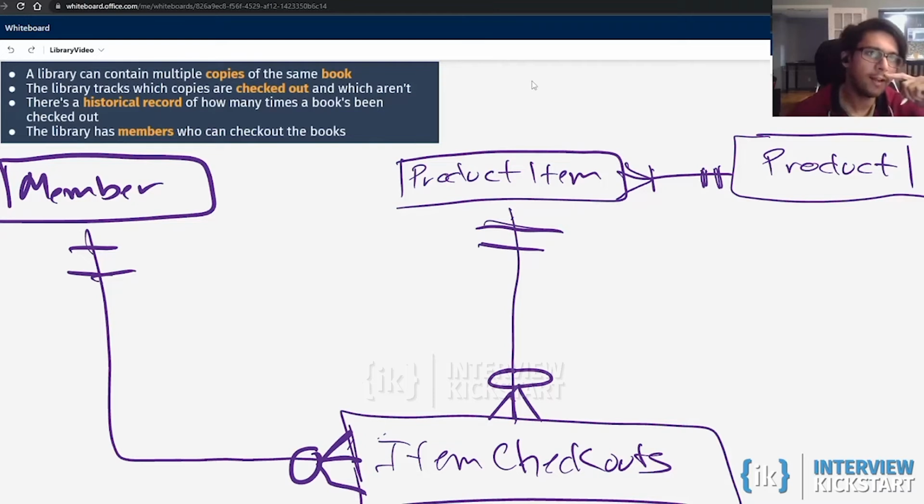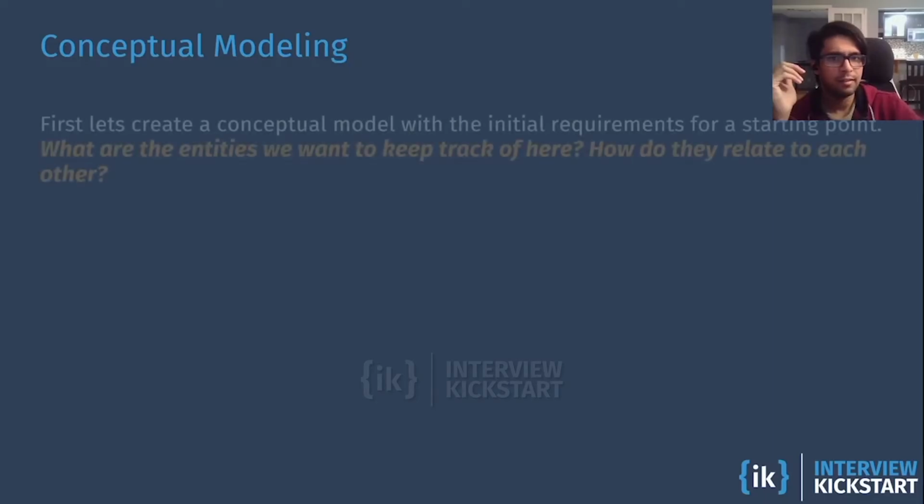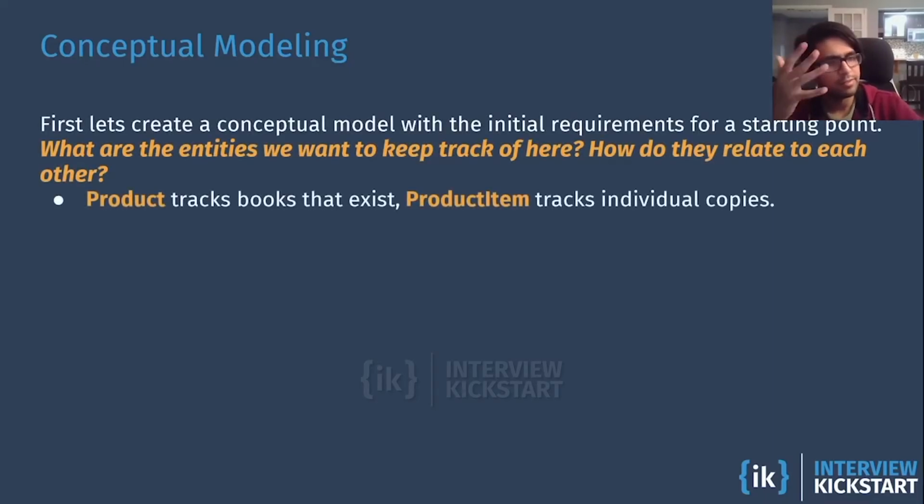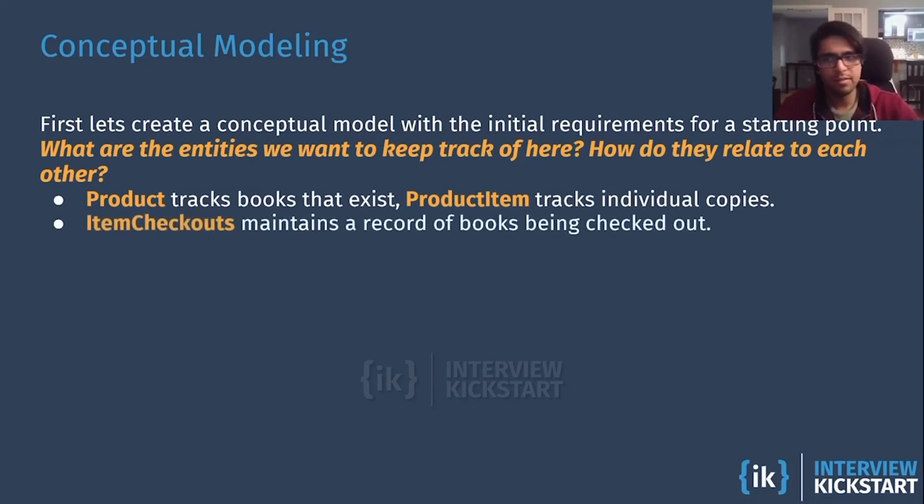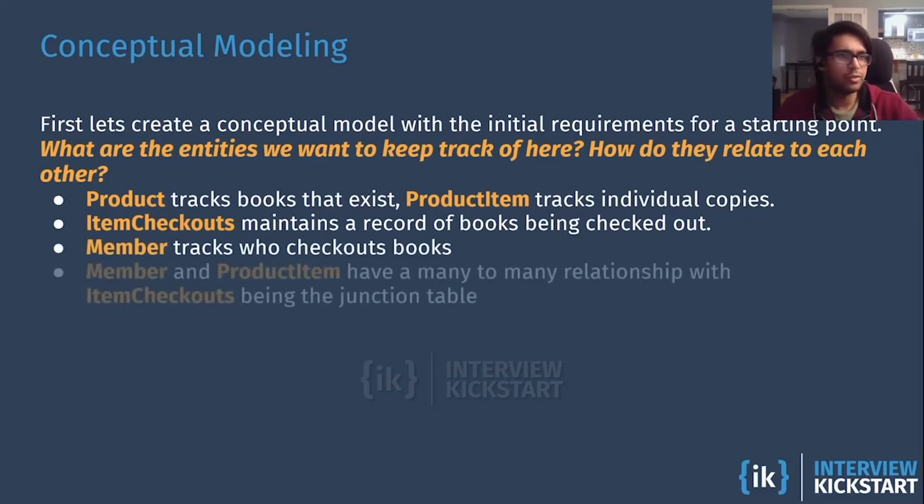Okay. And so at this point, I'm going to step back and review, and it seems like I'm pretty good. So this is basically our initial conceptual model where we have our entities from our initial requirements and we're keeping track. So this is kind of what we created, right? We have products that tracks books or magazines or what have you that exists. Product item is going to track the individual copies. Item checkouts contains a record of the books being checked out. Members are the ones who check out books.